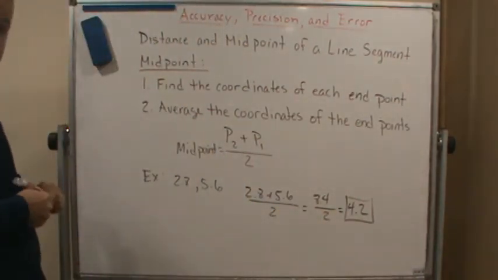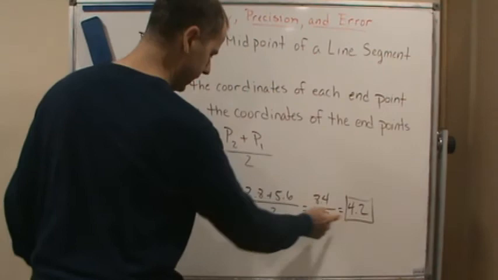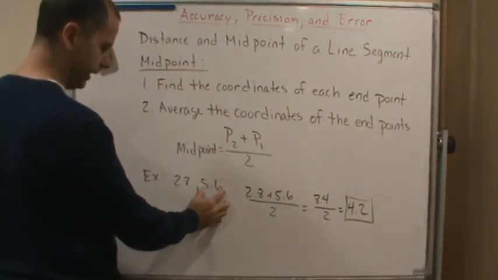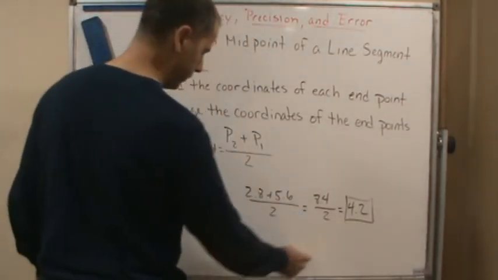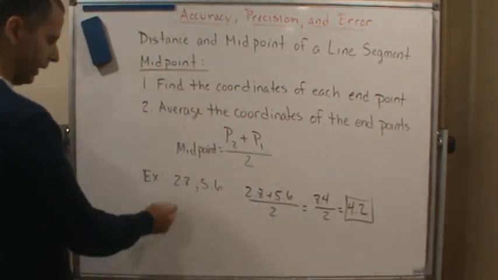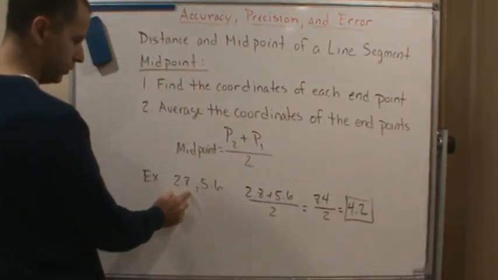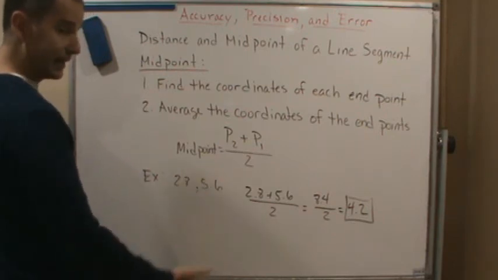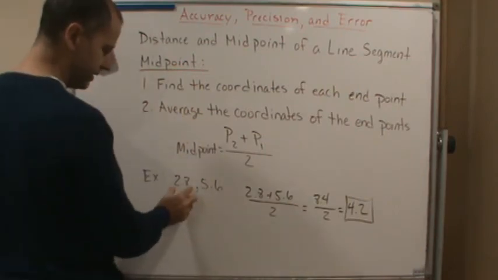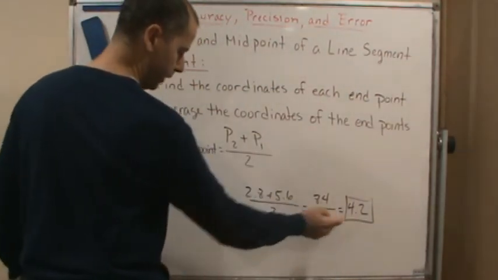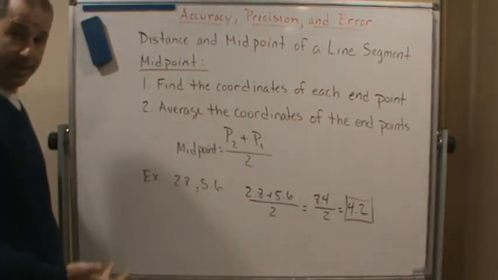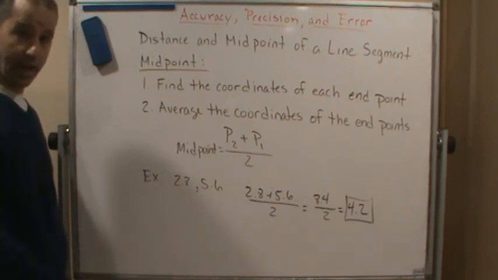And you can easily see that it is the midpoint because if you take 5.6 and you subtract off 4.2, you're going to get one number. If you take 4.2 and you subtract off 2.8, you're going to get the exact same number. So again, going back to distance, the distance from this endpoint to the midpoint and the distance from this point to the midpoint has to be the same. And so you can check this.